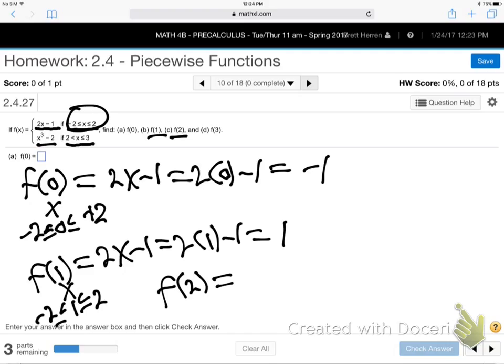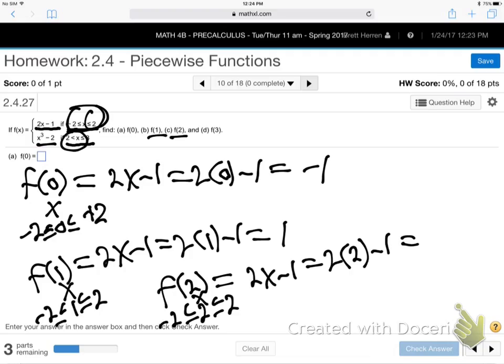So f of 2, which function do I plug into? Barely the top. Still the top, because the top includes the 2, less than or equal, whereas the bottom just says greater than 2. Not 2 right on the money, right? So that x value of 2 is between negative 2 and positive 2, including the 2. So it's still the top one. So 2 times 2 minus 1, 4 minus 1, 3.